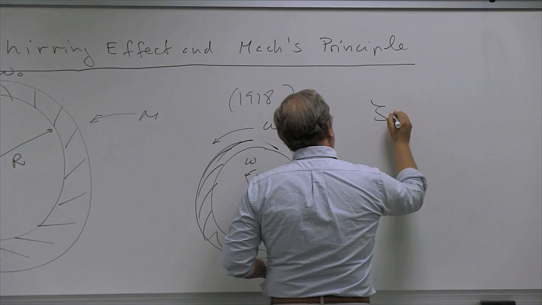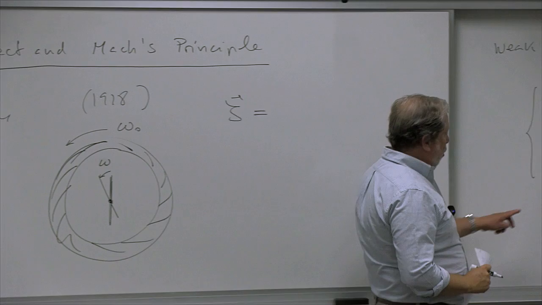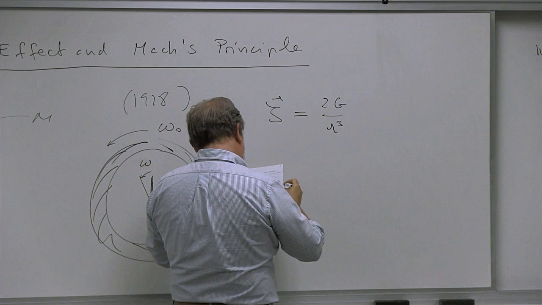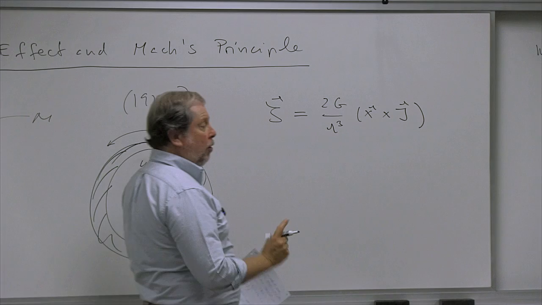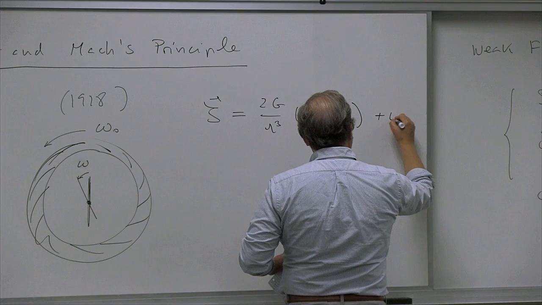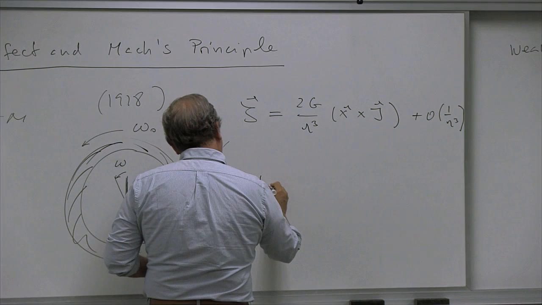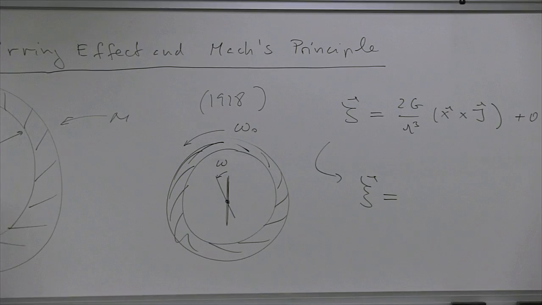This vector potential is determined by the field equations to have this form. Xi is equal to 2G divided by r cubed times x cross J, where J is the angular momentum that is associated with the rotation of this body, plus terms which are of order 1 over r cubed. Right? This is what Lense and Thirring calculated initially. And so this can be rewritten entirely in terms of this angular frequency as xi vector equals x cross omega.